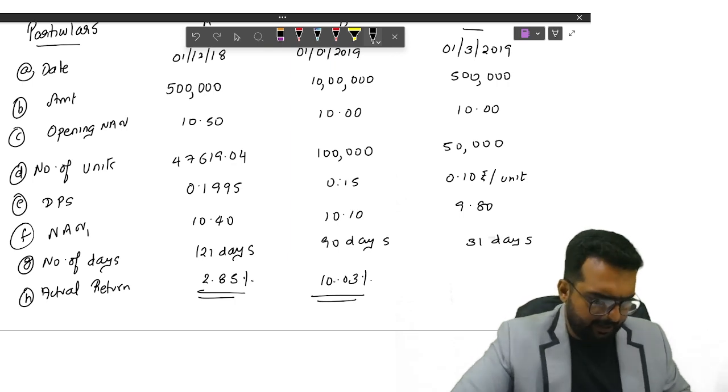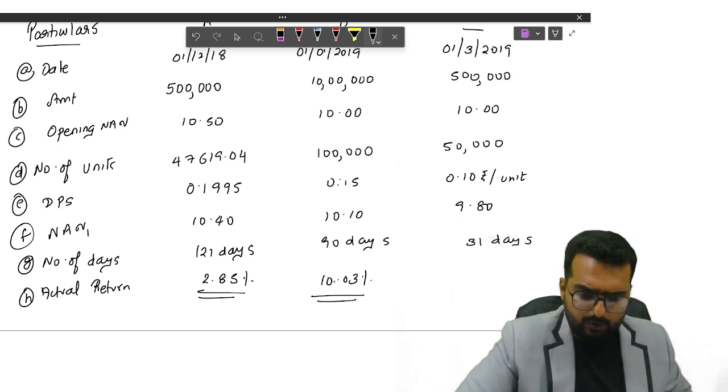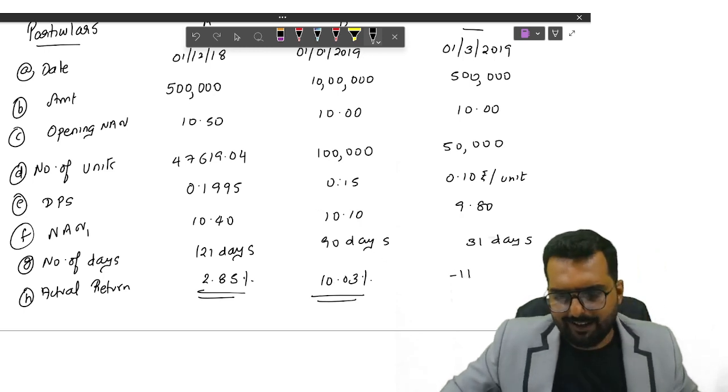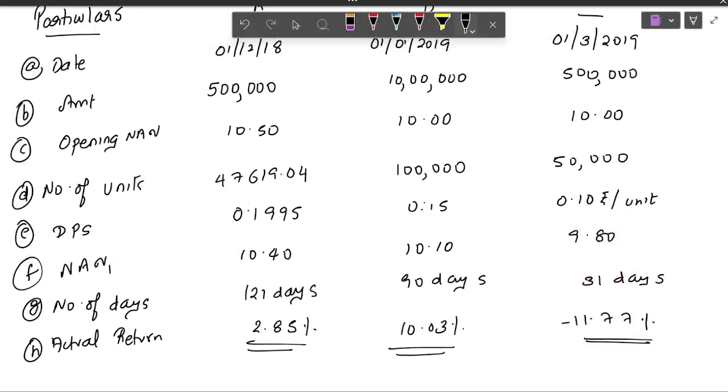Last one. 9.8 minus 10 plus 0.1, divided by 10, in percentage, into 365 divided by 31, gives 11.77%. Can you please read through this now, friends?